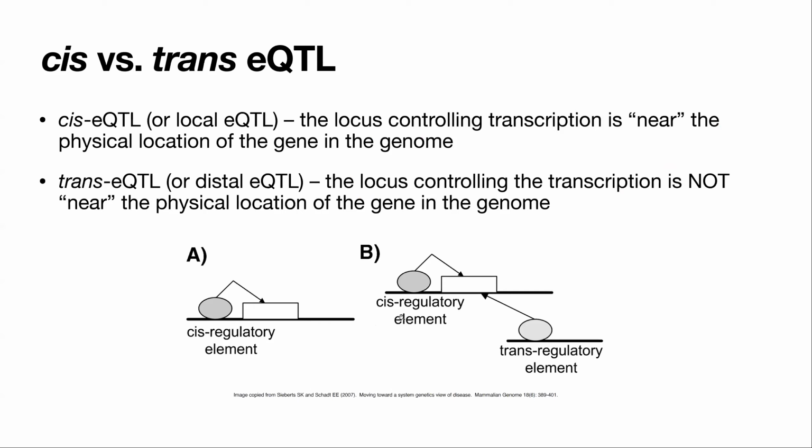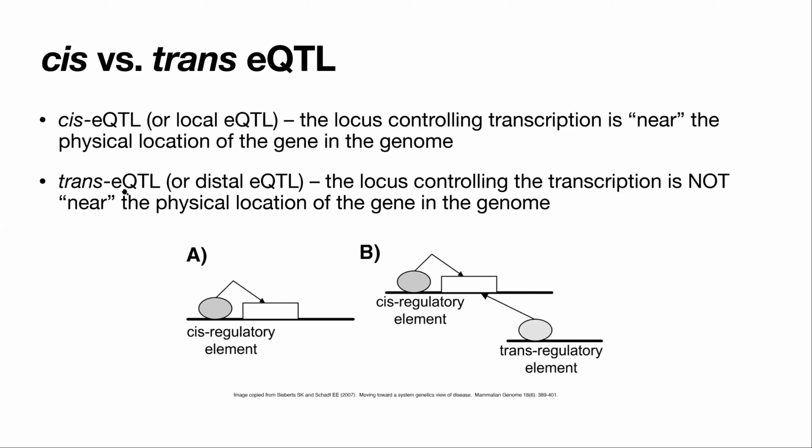We can also classify these eQTLs into two different categories. Oftentimes we call them cis eQTL or trans eQTL, but local versus distal is a more accurate term for it. In a cis eQTL or local eQTL, the locus that controls transcription is near the physical location of the gene in the genome. So it's right in that promoter region, right in that untranslated region. It's something that has a direct effect on the gene of interest.